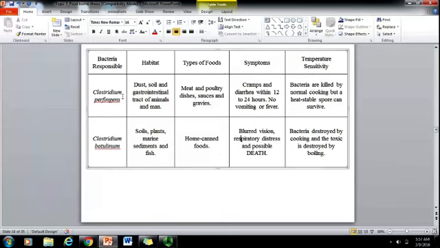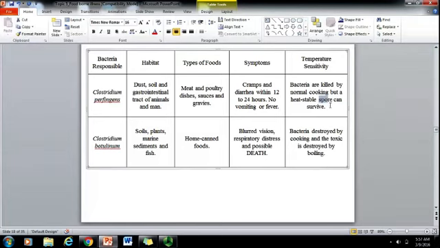Both Clostridium perfringens and botulinum affect the central nervous system. In the case of Clostridium botulinum, the complication can lead to death, right? Why are Clostridium perfringens and Clostridium botulinum very serious cases? Because these bacteria can be killed by normal cooking, but they produce spores, right?